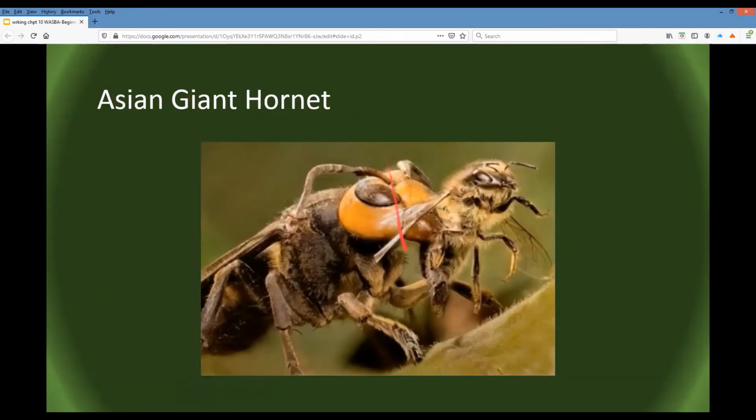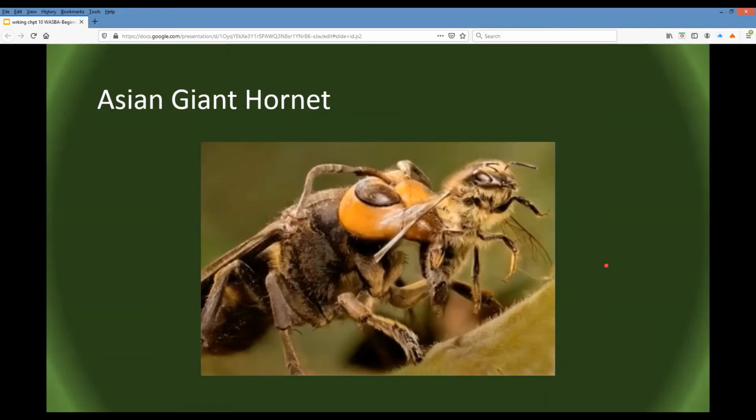So then we have the Asian giant hornet. That is this picture. And you've probably heard a lot about it on the news. They talk about it being the murder hornet. The main thing about this is it was first found in British Columbia, Canada, and then the northeast corner of Washington State in the fall of 2019.